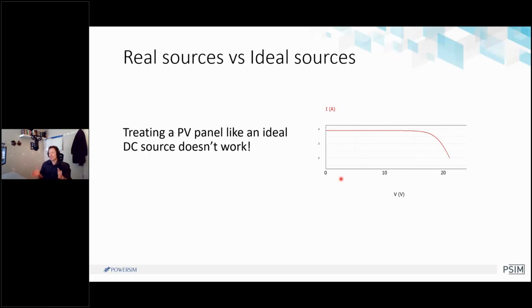So if your system is going to be connecting to another converter, you can do some design work with that ideal source, but moving to the next stage is going to be having multiple converters working with each other. So this is a common issue.